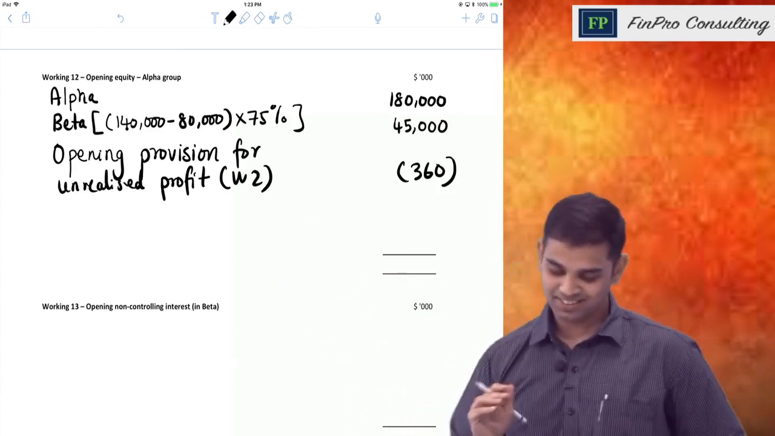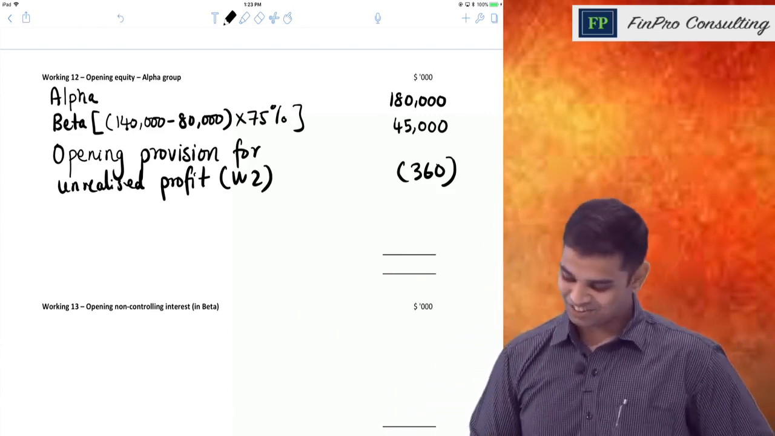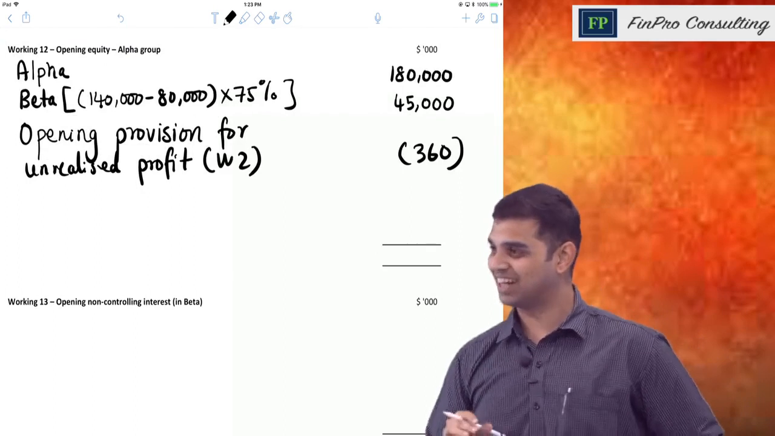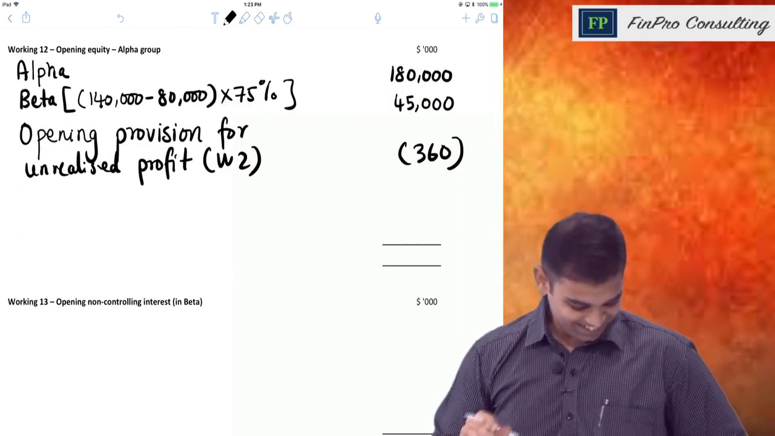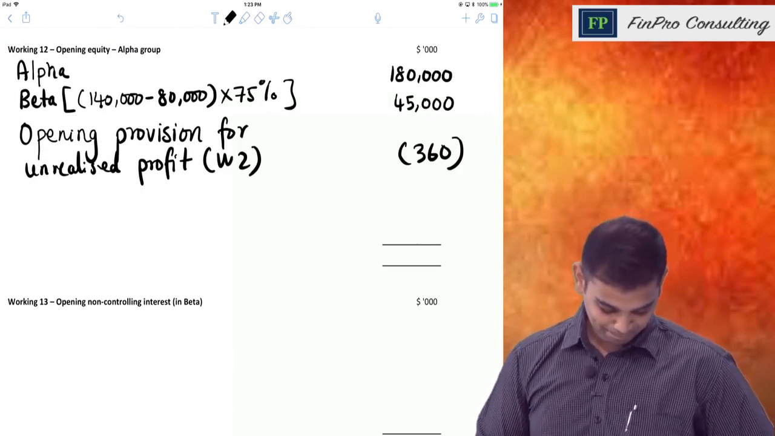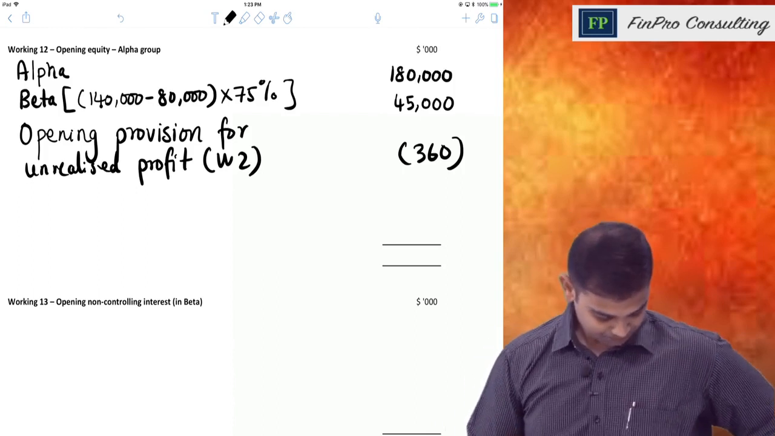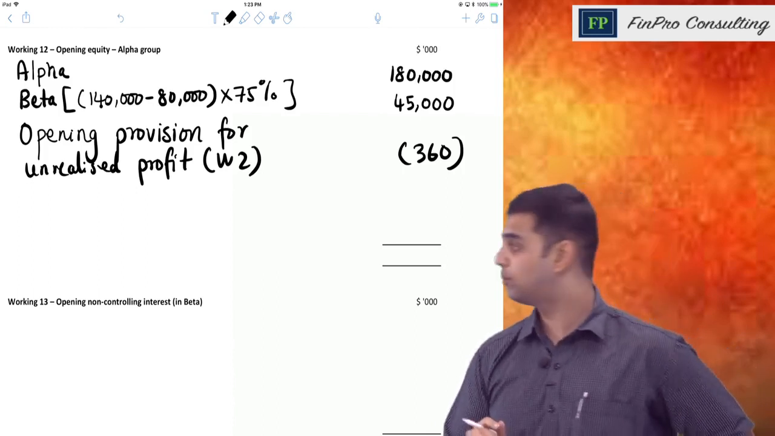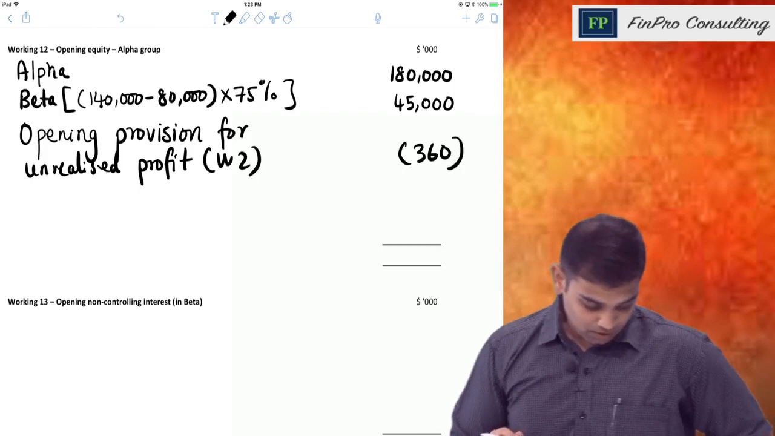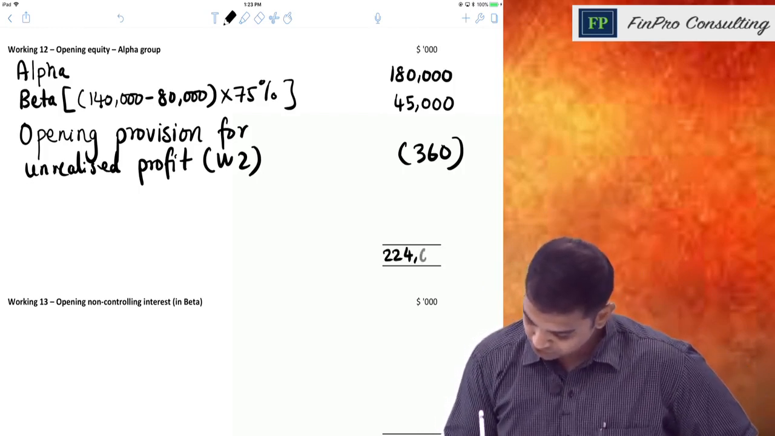Got it? Yes. Now there are no other adjustments, take the total. You are not processing other adjustments now. Right, take the total. Right, what is the amount? 224,640.